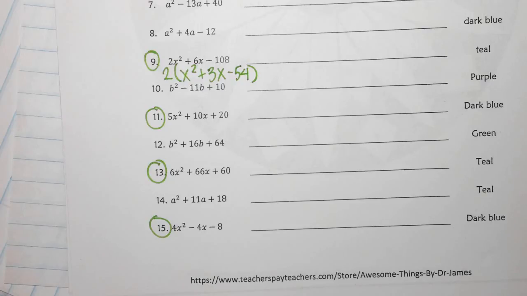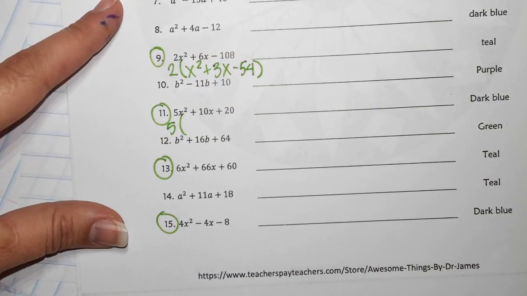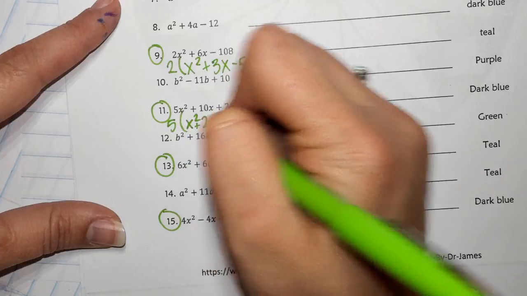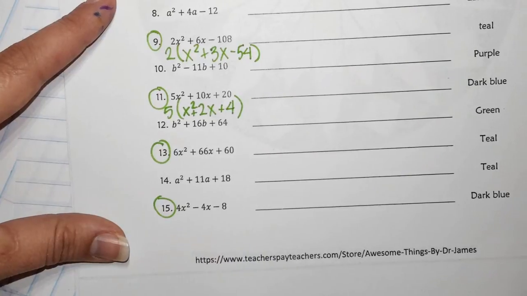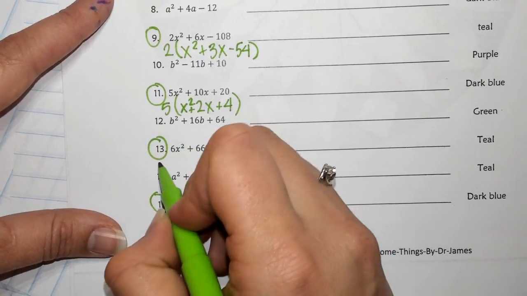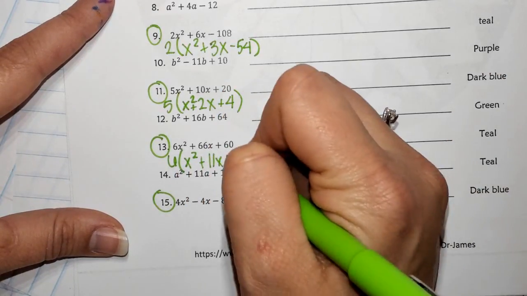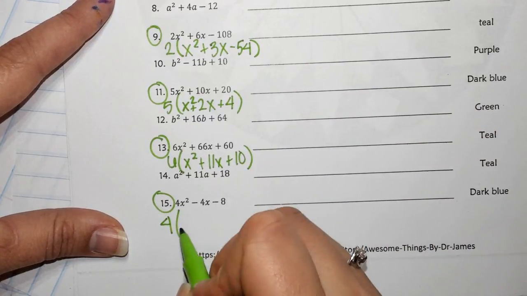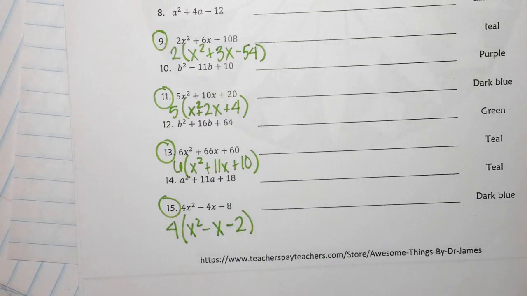Now let's look at 11. What's the greatest common factor? 5. If we factor out 5, what's 5x squared divided by 5? What's 10x divided by 5? And what's 20 divided by 5? 4. Okay. Number 13. What's the greatest common factor of those? What's 6x squared divided by 6? And then? 11. And then? 10. And on our last one, let's factor out 4. And then factor them from there.